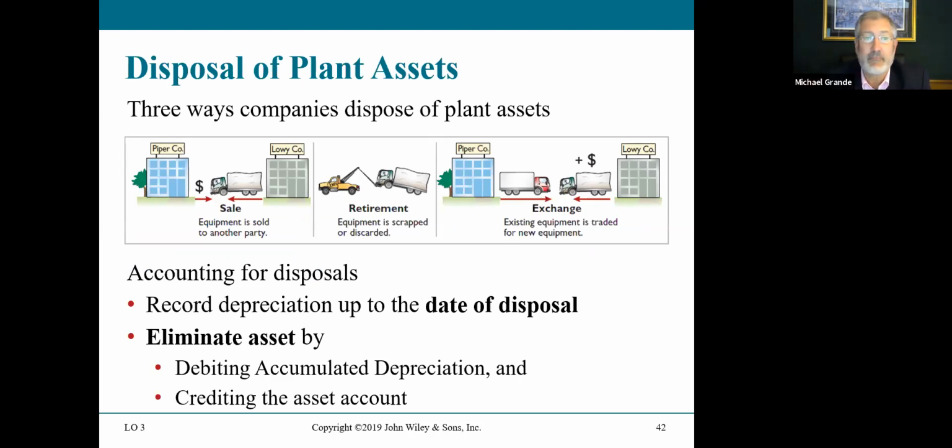They sell it. A sale transaction is what? They give up the asset, they receive cash. The second one, they just scrap it. It's worth nothing, get rid of it. Third one, we have an exchange, truck for truck. That gets a little complicated. Accounting for disposals: record depreciation up to the date of sale. So you come up with book value at the date of sale. Eliminate the asset. So there are 2 pieces to that asset, the original cost and the accumulated depreciation on that asset.